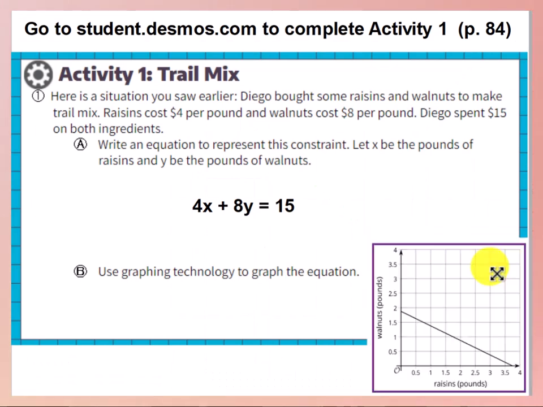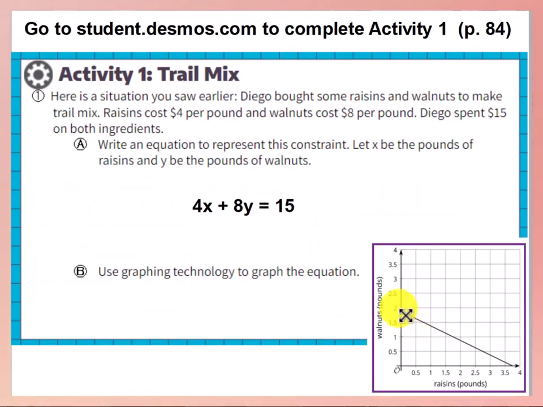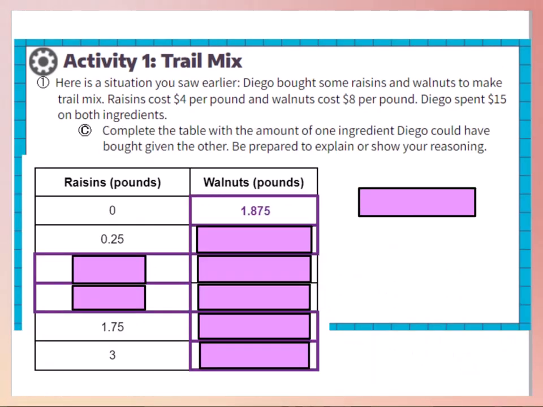So your graph should look something like this. Now we can also make a table with that same situation. We can make 2 columns. This would be our x, raisins is our x, walnuts is our y, number of pounds of each. So if raisins is 0, walnuts would be 1.875. Looking at our graph, that's what our y-intercept is. When x is 0, what is y?